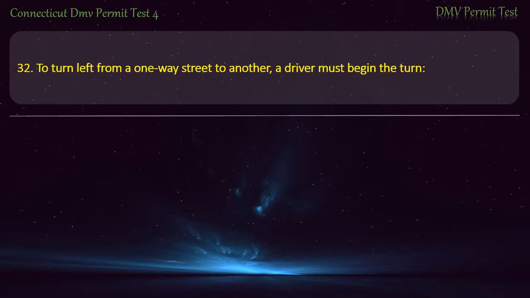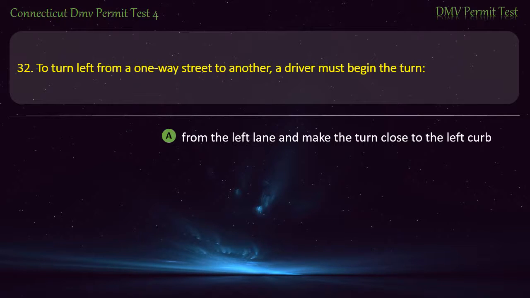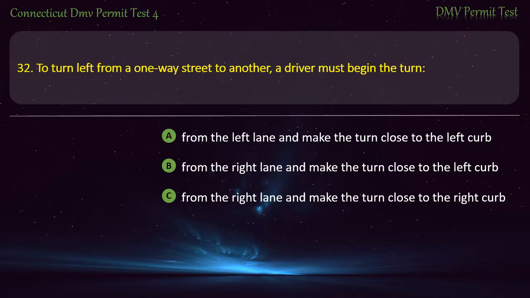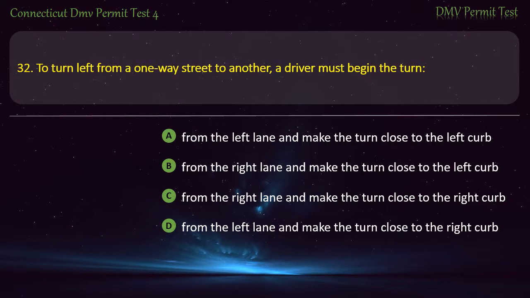Question 32. To turn left from a one-way street to another, a driver must begin the turn from the left lane and make the turn close to the left curb. From the right lane and make the turn close to the left curb. From the right lane and make the turn close to the right curb. From the left lane and make the turn close to the right curb. Answer: From the left lane and make the turn close to the left curb.